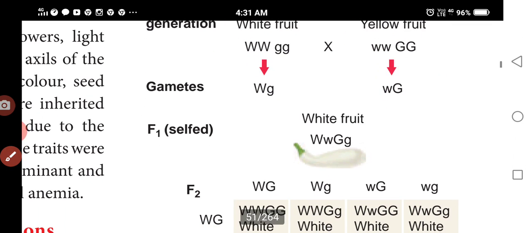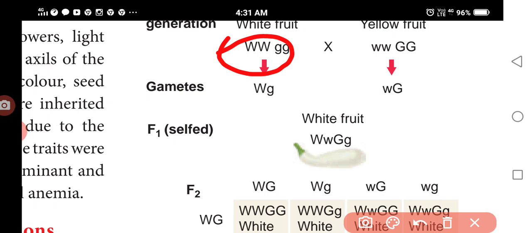So the F1 generation is heterozygous: capital W small w, capital G small g. When the F1 hybrids are selfed, what will happen? The ratio is 12 white, 3 yellow, 1 green. In this case, the gene capital W is epistatic. Do you know what epistatic means? A gene masks the expression of another non-allelic gene.